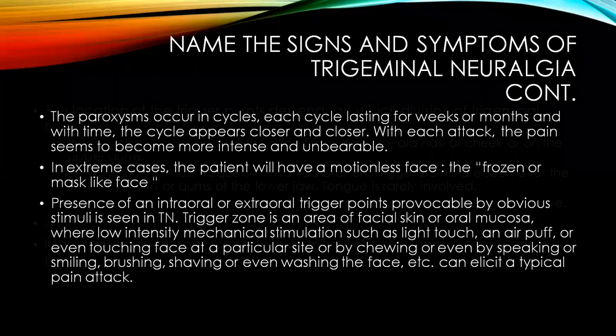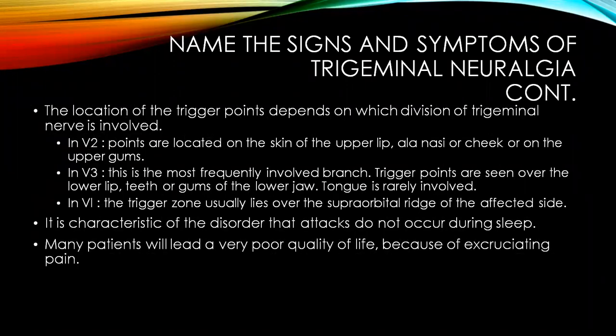The location of the trigger points depends on which trigeminal nerve is involved. In V2, which is the maxillary division, the points are located on the skin of the upper lip, ala nasi, cheek, or on the upper gum. V3, which is the mandibular nerve, is the most frequently involved branch. The trigger points are seen over the lower lip, teeth, or gums of the lower jaw. Tongue is rarely involved. Then V1, which is the ophthalmic, is the rarest nerve involved. The trigger zone usually lies over the supraorbital ridge of the affected side.